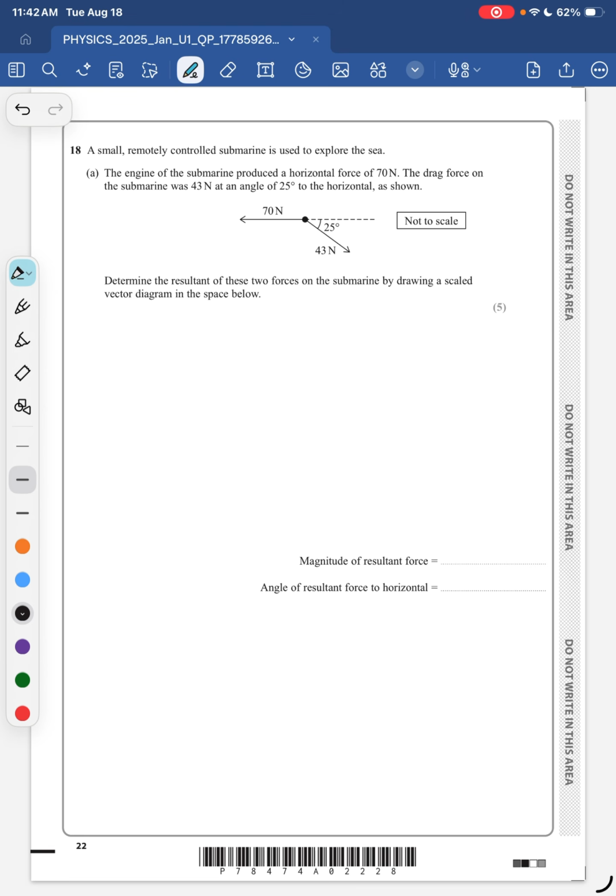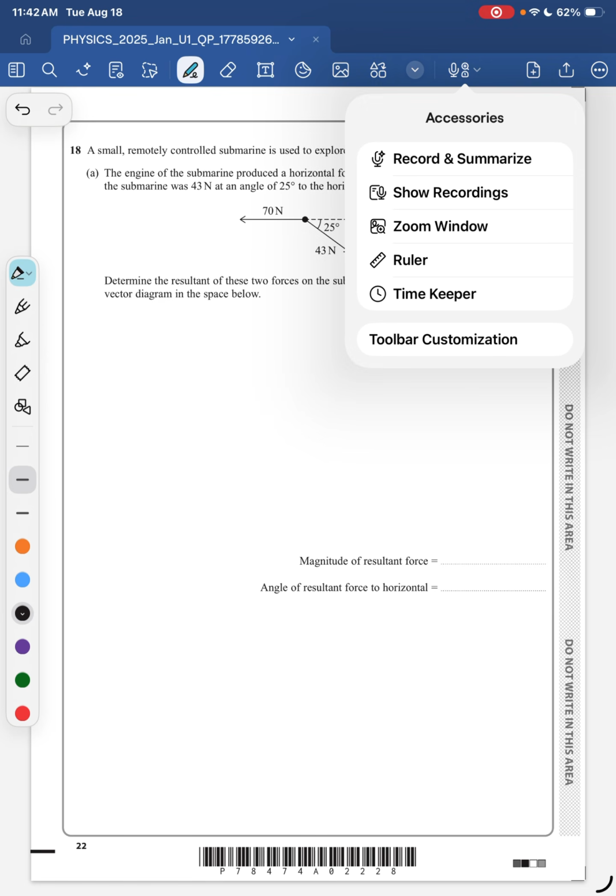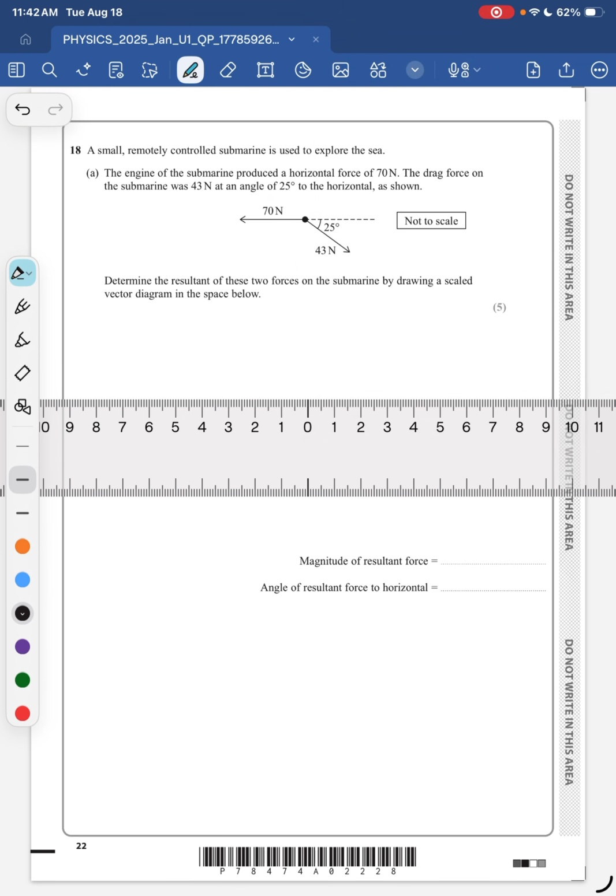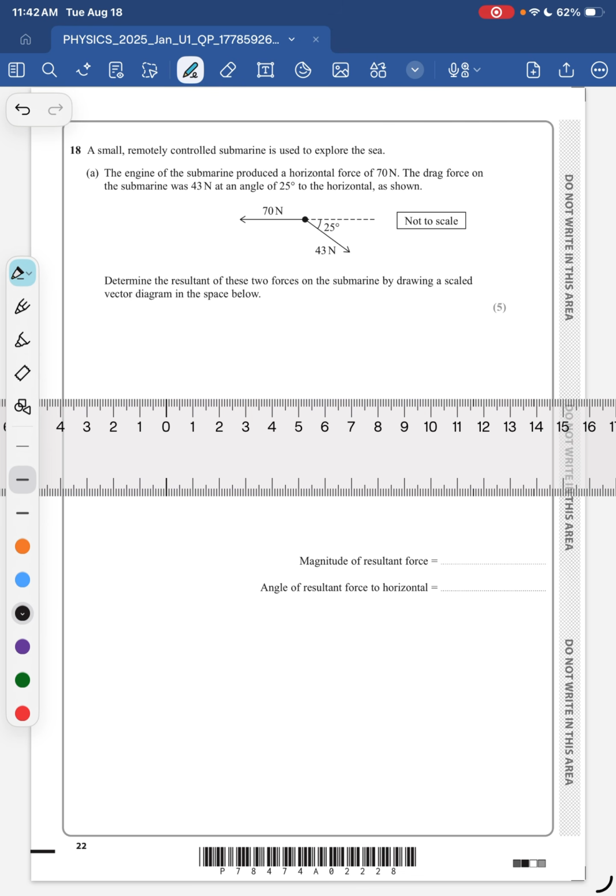So question A, the engine of the submarine produced a horizontal force of 70 newtons. The drag force on the submarine was 43 newtons at an angle of 25 degrees to the horizontal as shown. Determine the resultant of these two forces on the submarine by drawing a scaled vector diagram in the space below. This means that I have to bring up the ruler, and those of you who are watching my videos know that I actually don't like these graphical methods, but okay, we have to do it.